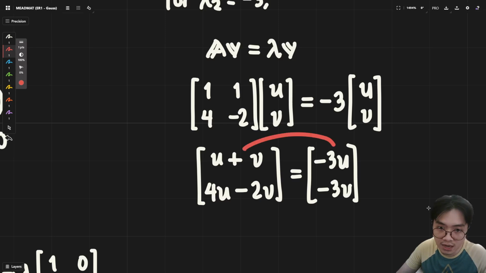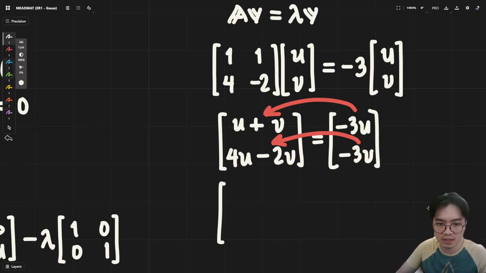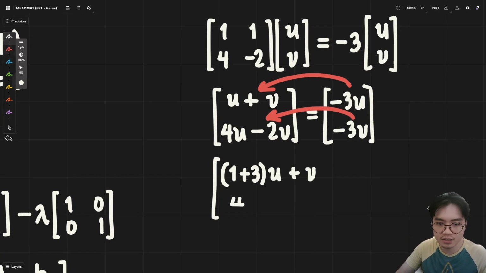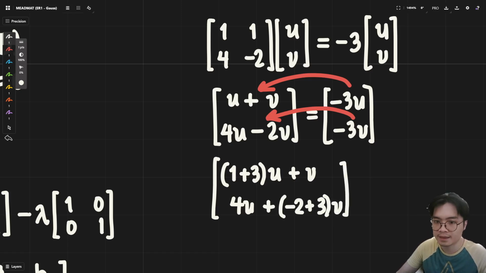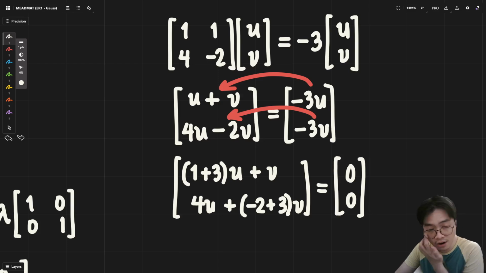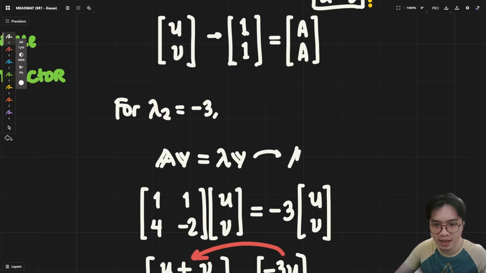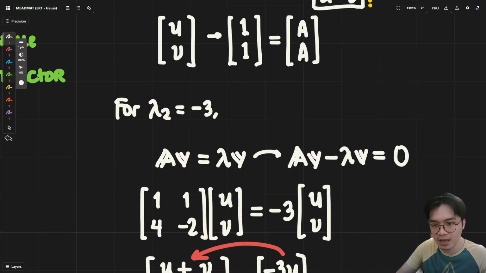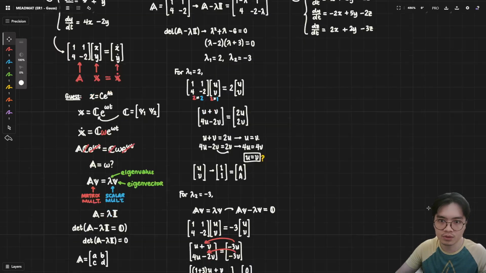What I will do now is put these to the other side. I will do something like this: 1 minus negative 3, that is 1 plus 3, U plus V, and then 4U plus negative 2 plus 3 V is equal to 0, 0. Notice how both of these values in here are now 0. We are taking advantage of the fact that if we do something like this, AV minus lambda V, we will have a 0 vector.